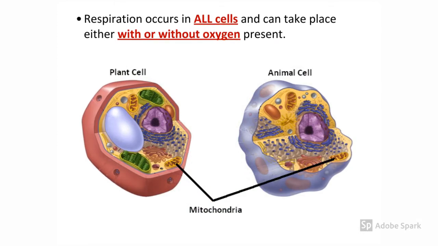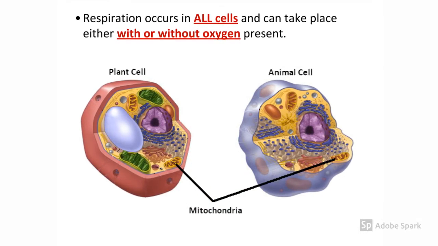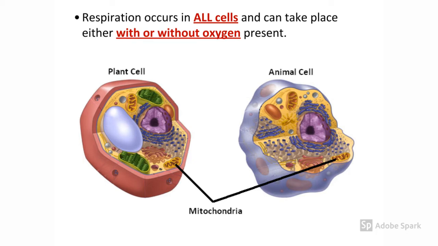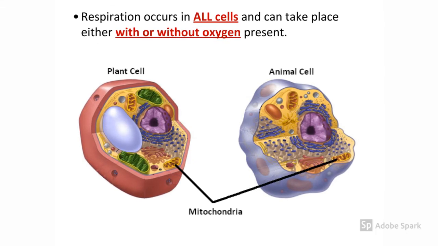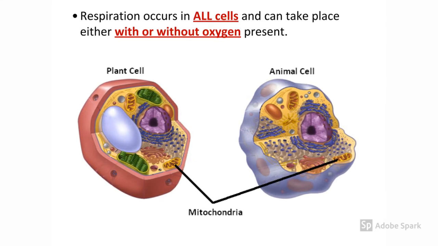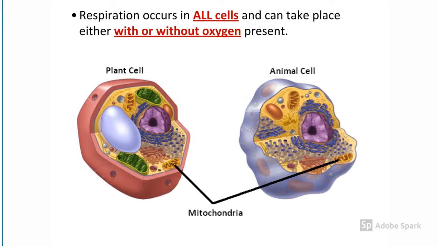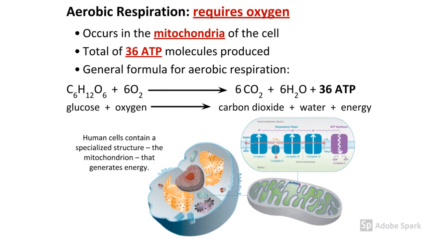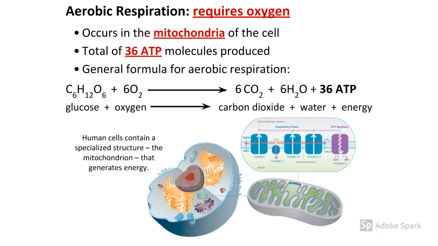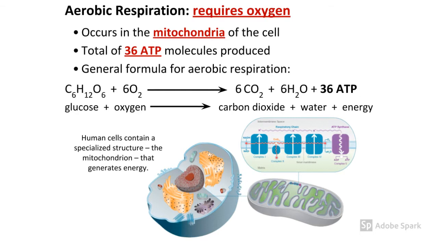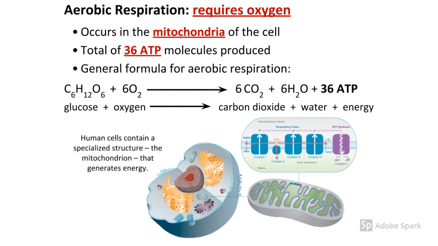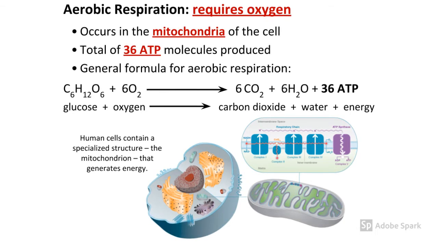Respiration occurs in all cells and can take place either with or without oxygen present. So that is the difference: aerobic is with oxygen, anaerobic is without. Aerobic respiration requires oxygen. The nice thing about aerobic respiration is that you get a lot of energy out of it. The first thing is that it occurs in the mitochondria of the cell. Second, it gives you 36 ATP molecules produced.